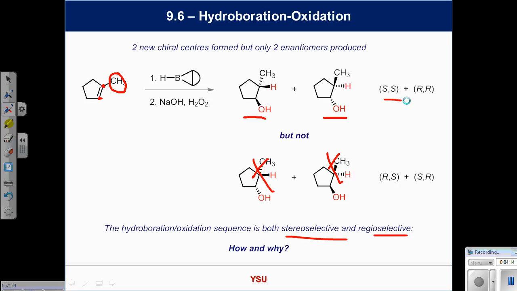The relationship here, they are enantiomers, and we only get the two of them. And we've already said on Wednesday that the alpha D here for that mixture would be zero if it really is a racemic mixture. So there's some evidence for the fact that this is a concerted process.